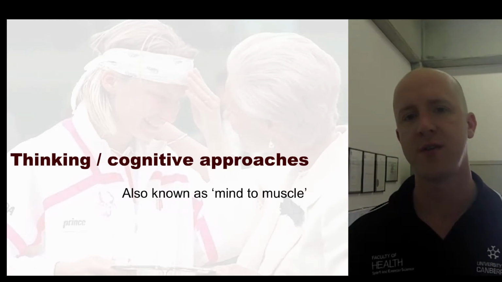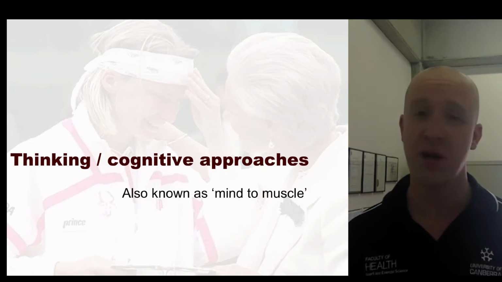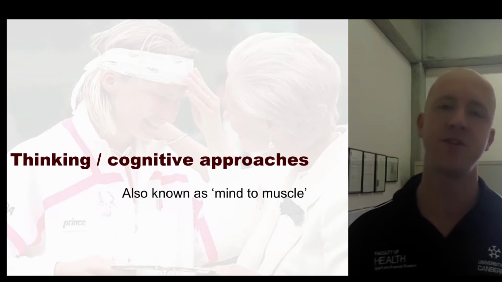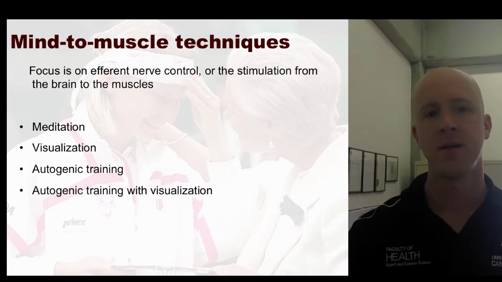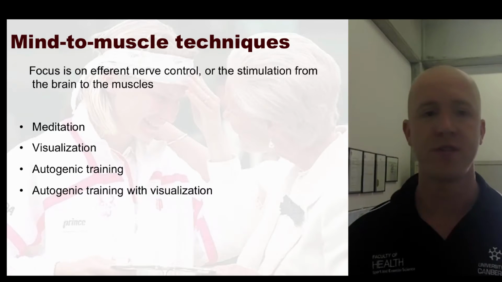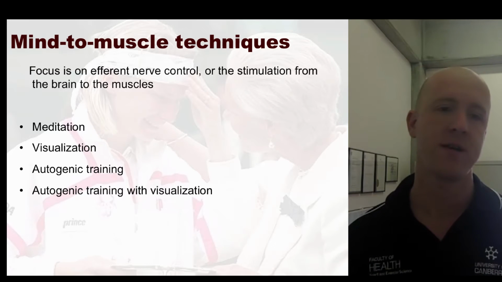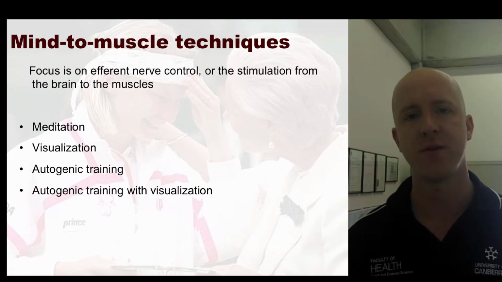So if we move on now to the thinking approaches, so this would be classified as mind to muscle, or if we're focusing on the type of anxiety, it's cognitive anxiety. So these are cognitive interventions matched to that type of anxiety. There's a lot of different approaches, varying from meditation, visualization, retraining people's thought patterns. There's a school of thought around autogenic training, which was kind of based on self-hypnosis to an extent.